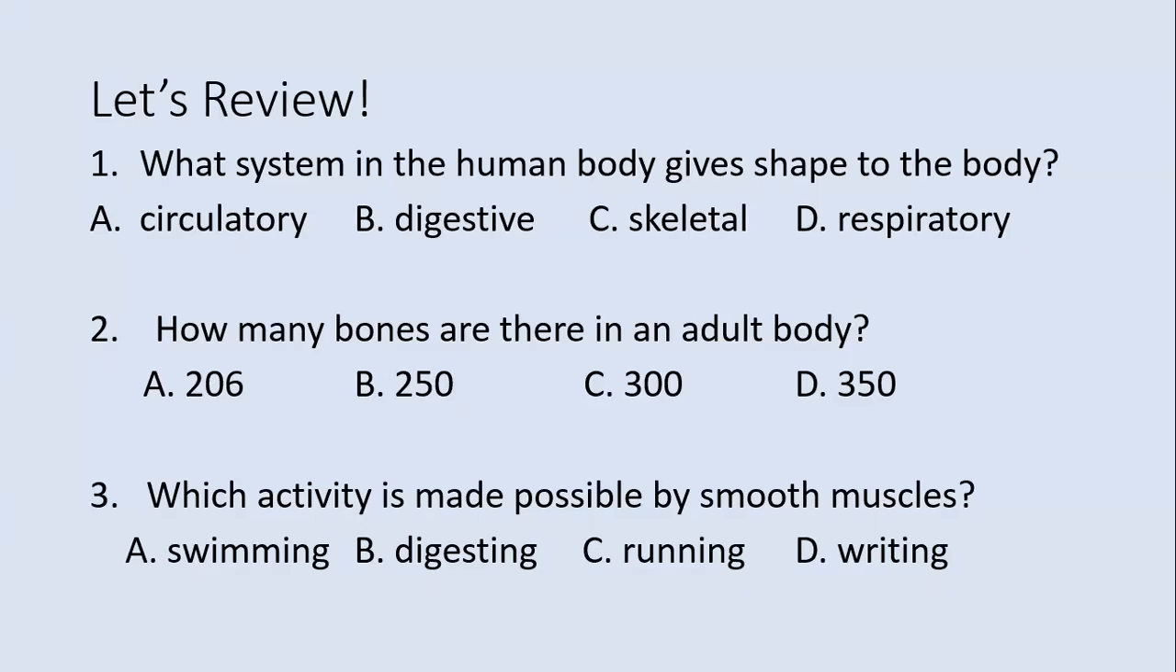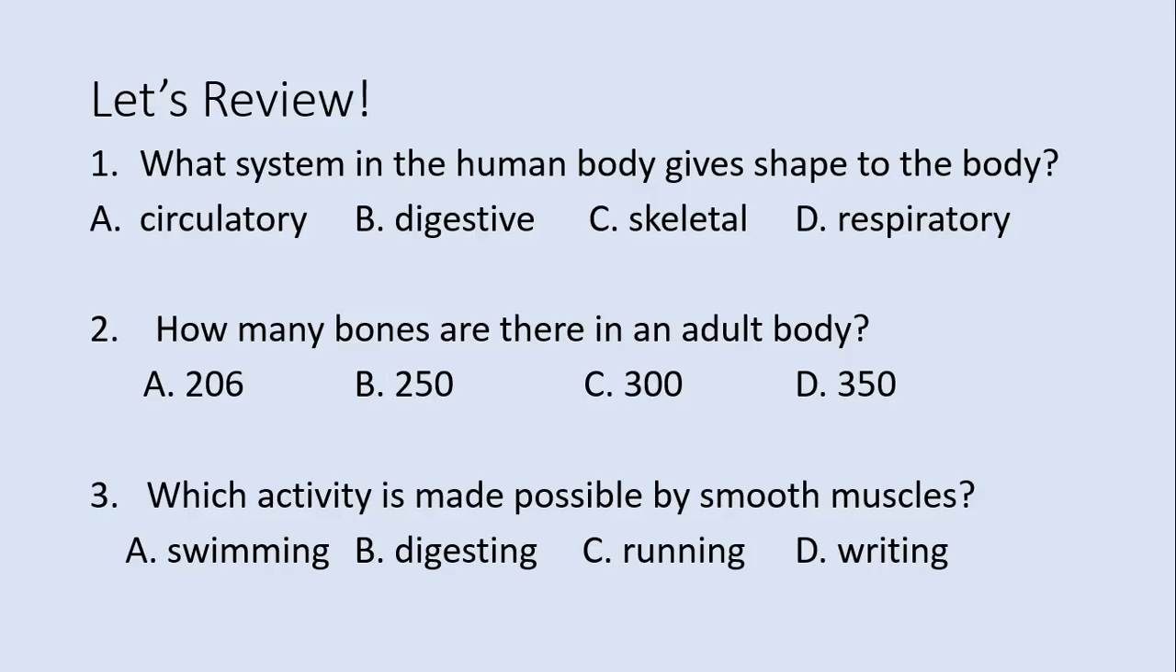Now let's have our review. Get ready with your notebook and your pen. All you have to do is just to write the letter of the correct answer on your notebook. Are you ready? If you are, then let's begin. Number 1. What system in the human body gives shape to the body? A. Circulatory. B. Digestive. C. Skeletal, or D. Respiratory.